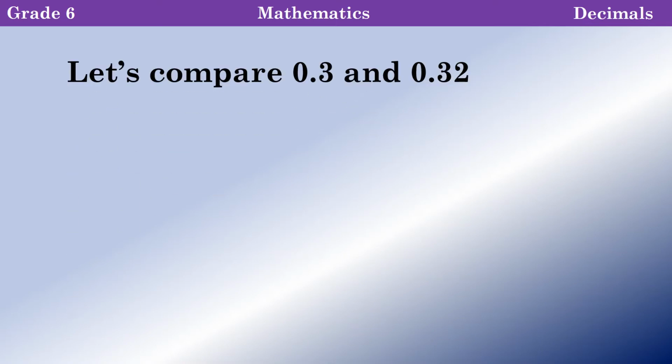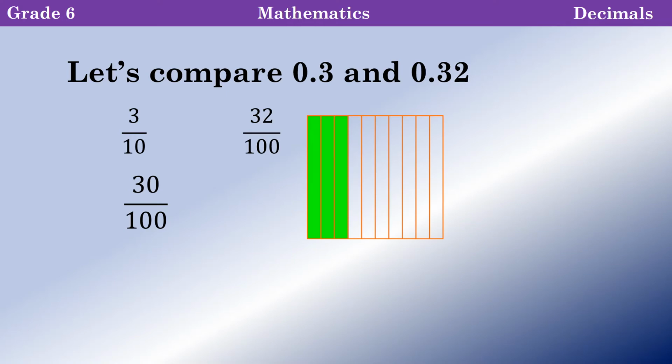And now let's compare 0.3 and 0.32. When you write those two decimal numbers as fractions, they are 3 over 10 and 32 over 100. When you write 3 over 10 with the denominator 100, it will be 30 over 100. And 30 over 100 is the same as 3 over 10. This is the colored portion.